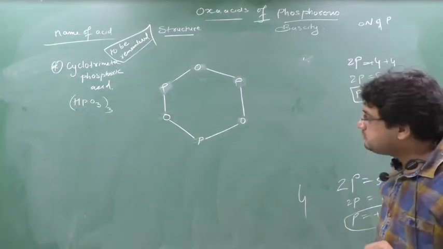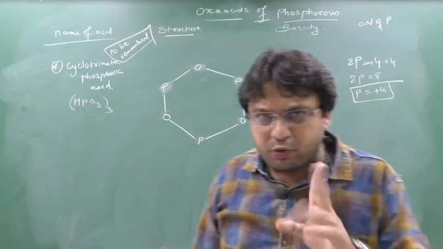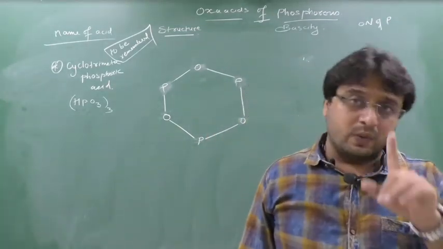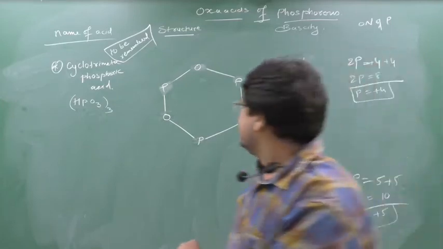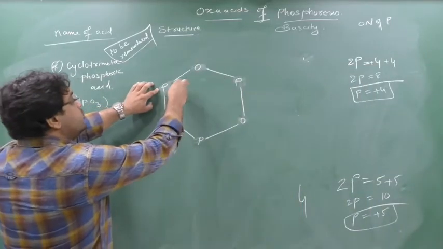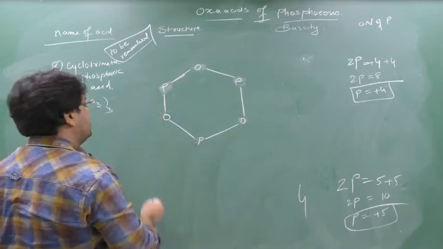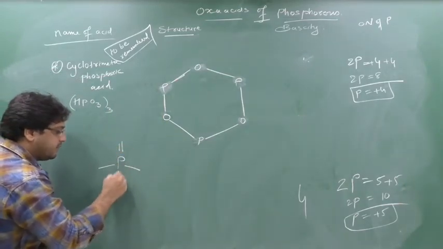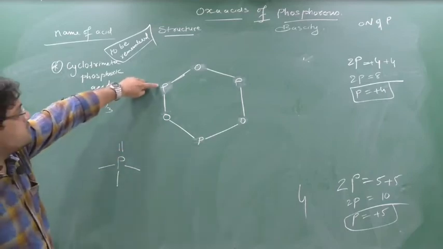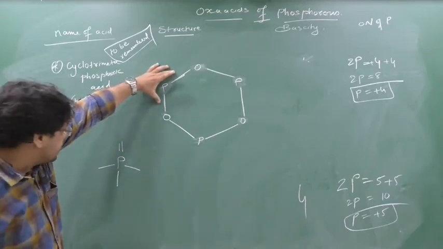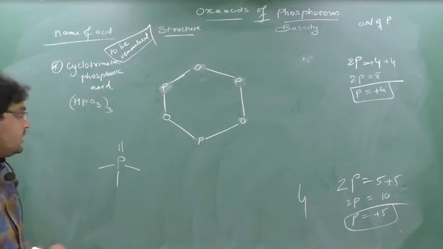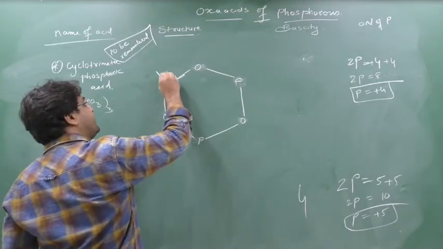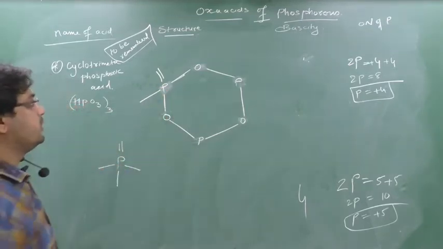Now, phosphorus has the capacity to make how many bonds? 5. In what fashion? 1 double bond, 3 single bond. So see, here phosphorus has made 2 single bonds. Now what remains? 1 double bond and 1 single bond. Similarly here, phosphorus has made 2 single bonds, so again 1 double bond and 1 single bond remain.